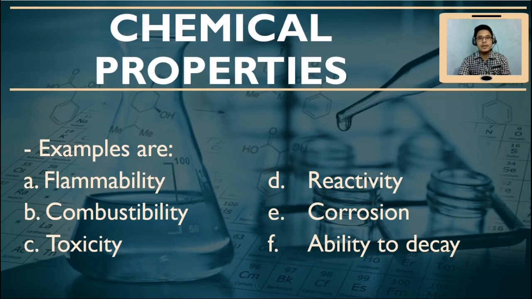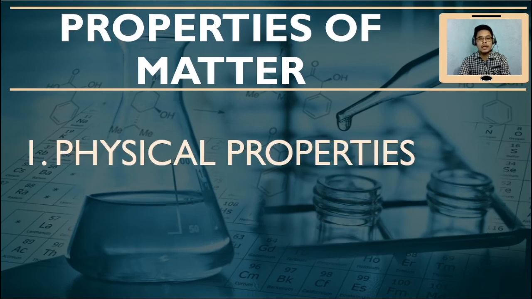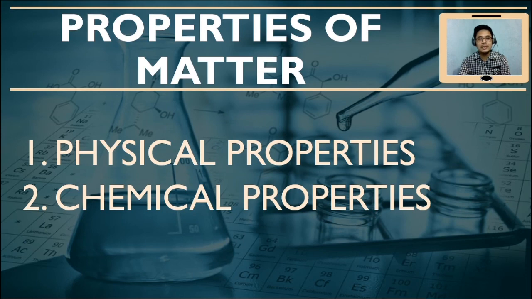And this time, as a recap, we have the two properties of matter, which are the physical properties and the chemical properties. But take note that under the physical properties, there are also two more properties, which are the intrinsic and the extrinsic physical properties of matter.